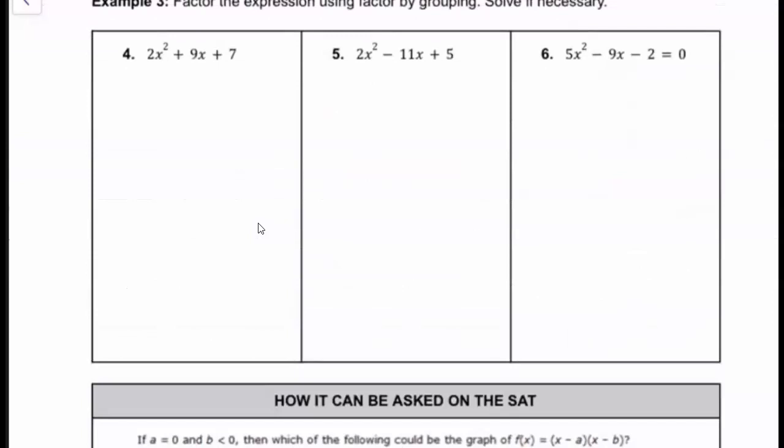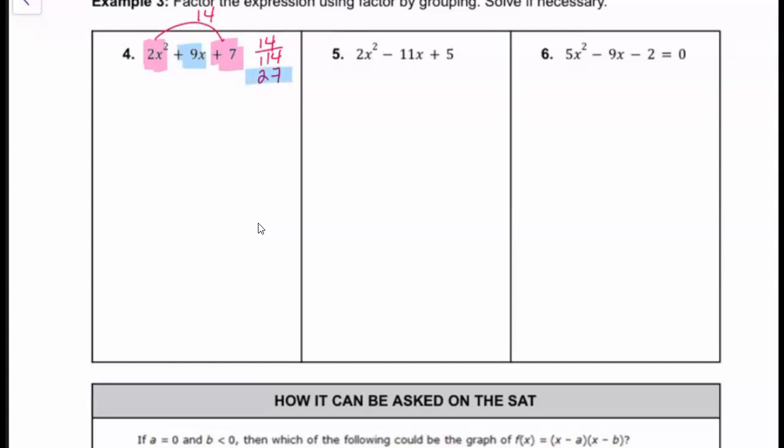So we're going to do some examples of factor by grouping. So hopefully it'll become a little bit easier. And so remember, what we want to do is multiply my first term times my last term. So we want to multiply to be 14. And we want to add to be my middle term. So I need factors of 14 that add to 9. So factors of 14 are 1 and 14 and 2 and 7. That's about it. But that's all we need. 2 plus 7 is 9 and 2 times 7 is 14.